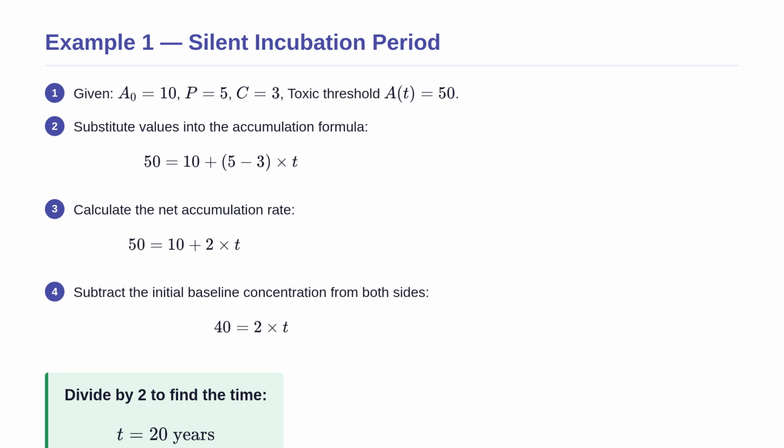We substitute our known values into the equation, giving us 50 equals 10 plus the difference of 5 and 3 times t. The difference between production and clearance is 2, meaning 2 units of toxic protein build up every single year. Subtracting the initial 10 units shows us that 40 new units need to accumulate. Dividing 40 by 2 gives us our final answer of 20 years. This means the patient will experience exactly 20 years of silent, gradual protein buildup before symptoms appear.